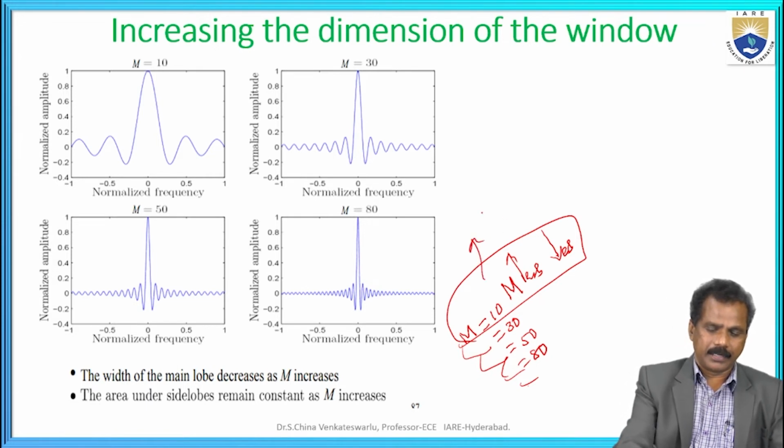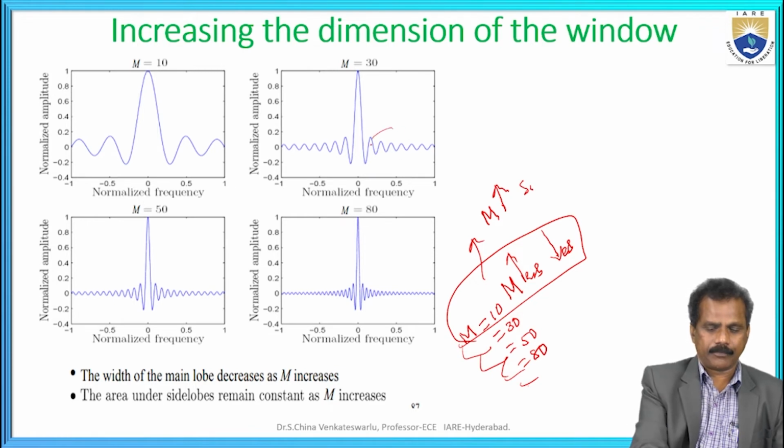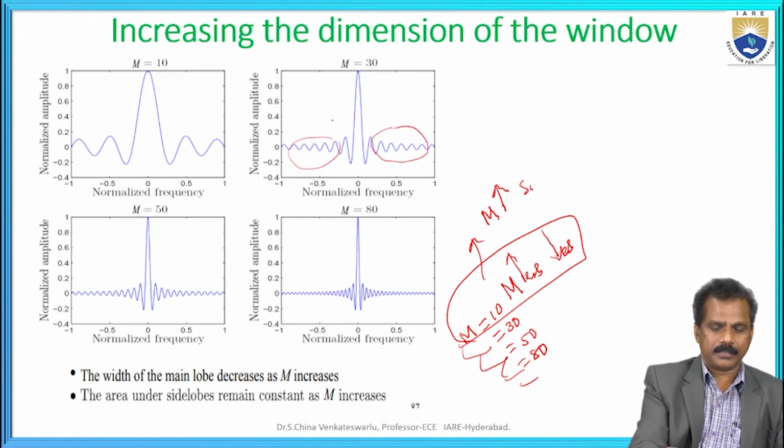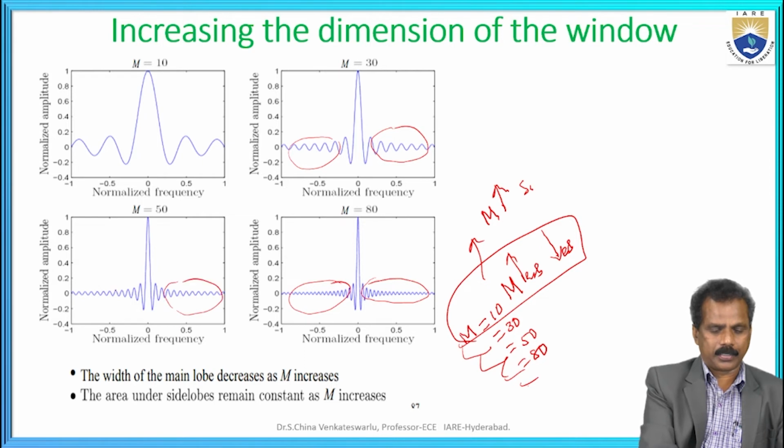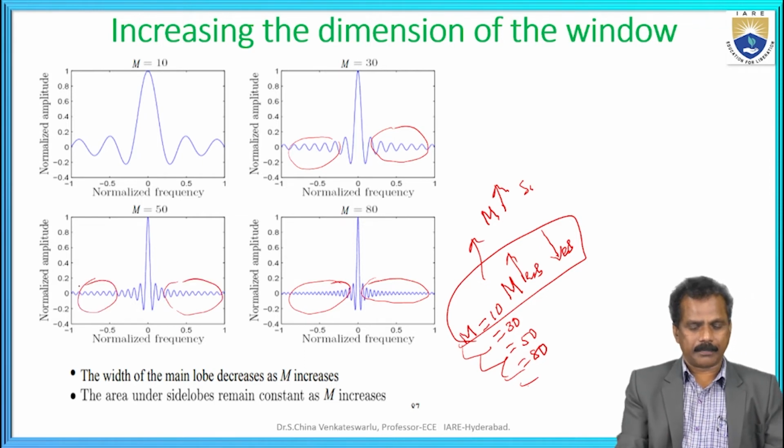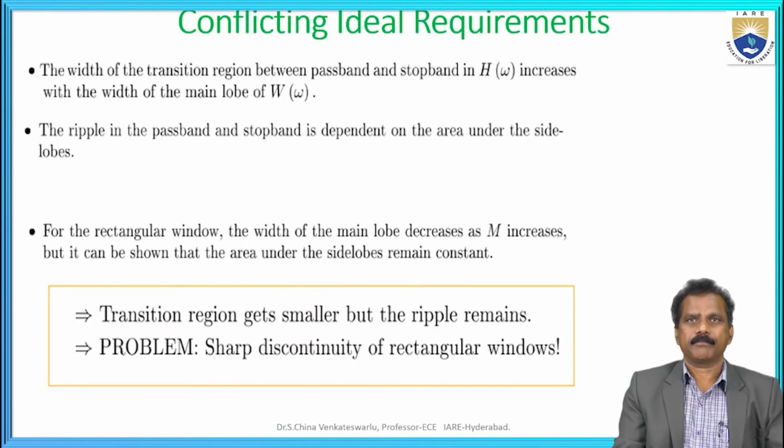The other one is that as we go on increasing the M value, the area under the side lobes remains constant. The side lobes are constant, like here. If M is increasing, the side lobes remain constant as M increases, while we are increasing the dimensions of the window. Like this, we will interpret this one.